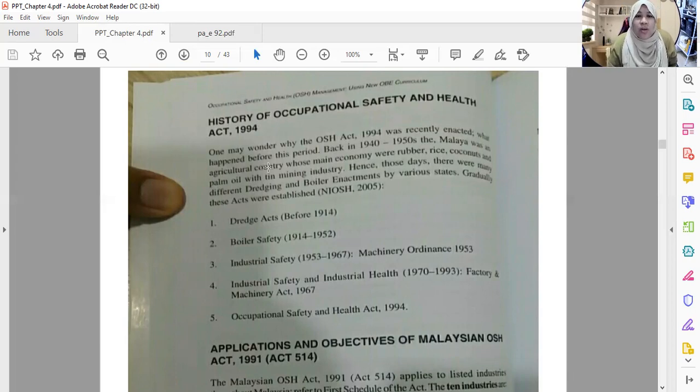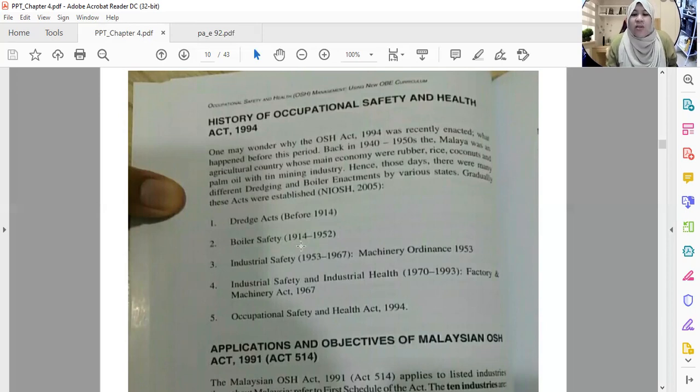One may wonder why this OSHA Act 1994 was recently enacted and what happened. I told you before, right? What happened in the 1940s, 1950s. Malaya was an agricultural country whose main economy was rubber, rice, coconuts and palm oil, with a tin mining industry. I believe they have their own act, according to NIOSH 2005, they had drug acts before 1914. This is during, if you still remember, World War One. Yeah, they started to have the revolutionary industry during World War II, right?